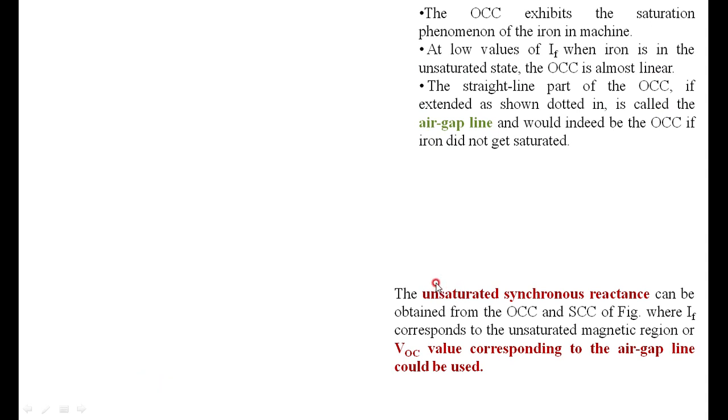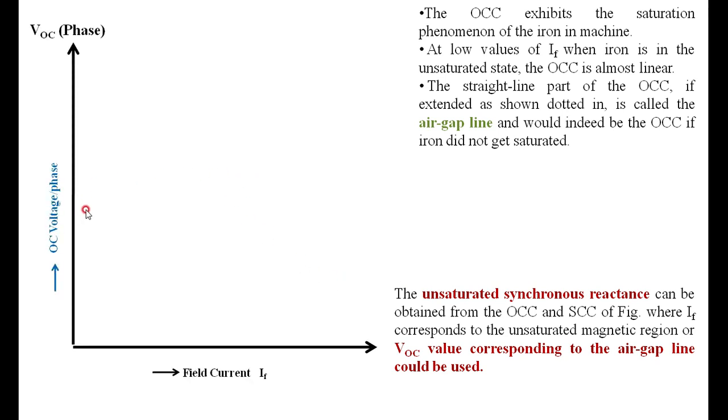Then, you have data from the open circuit characteristics, wherein for different values of the field current we have the open circuit voltage. For the short circuit test, for different values of the field current, we know the short circuit current. Therefore, you have to draw the two characteristics on a single graph with the common base of the field current. So on the x-axis I am taking the field current, which is common for both the open circuit characteristics and short circuit characteristics.